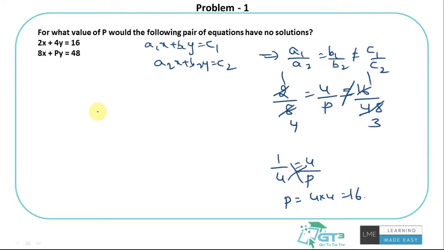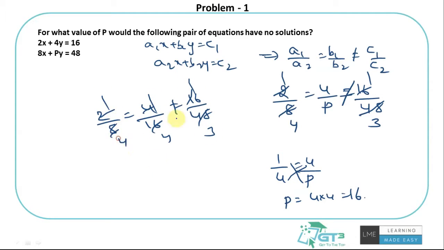So I will have 2 by 8 equals 4 by 16, which is not equal to 16 by 48, right? This is 1 by 4, this is 1 by 4, and this is 1 by 3. So that means when p is 16, I will have no solutions for this pair of equations. That's the reason why these things would be useful.